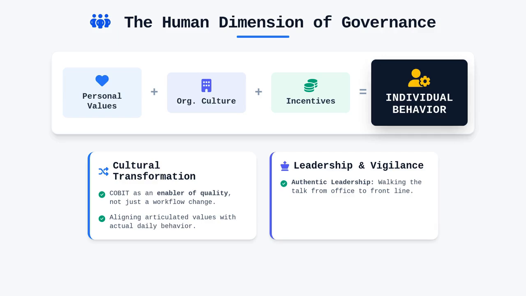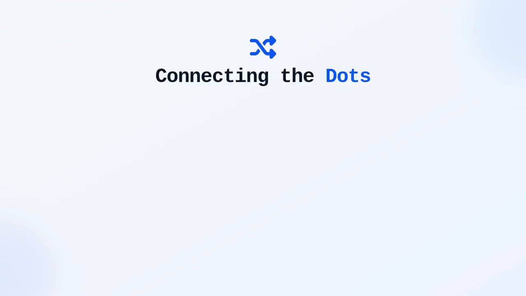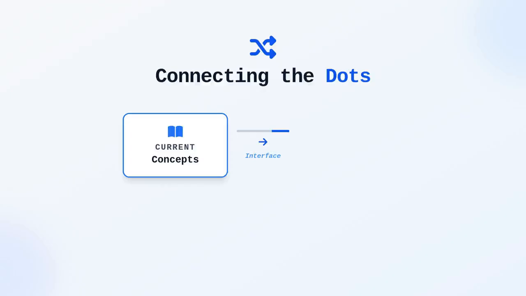When an organization succeeds in aligning behavior with its articulated values, the governance system ceases to be a burden and becomes the natural way of doing business. It is a long-term investment that requires patience and a willingness to adjust the design when it fails to produce the expected behavioral outcomes. Governance, at its heart, is a human endeavor that mandates constant vigilance regarding how people perceive, interpret, and respond to the rules we establish. I look forward to discussing how these concepts interface with our next topic.